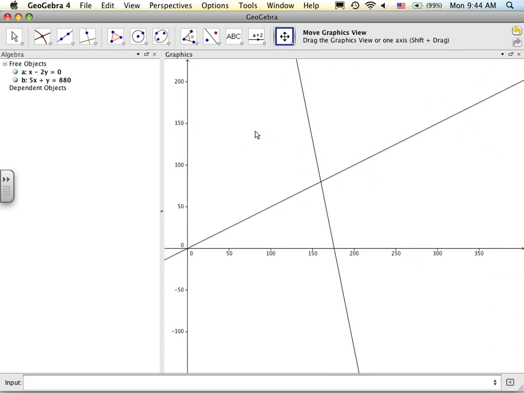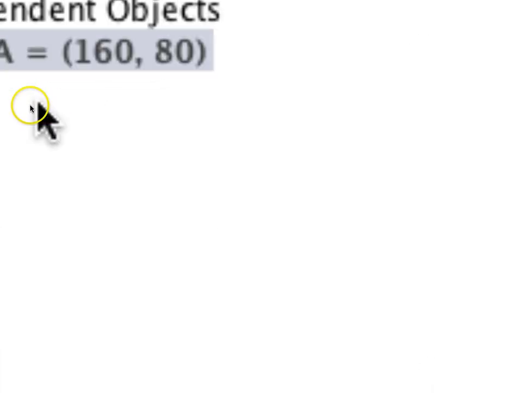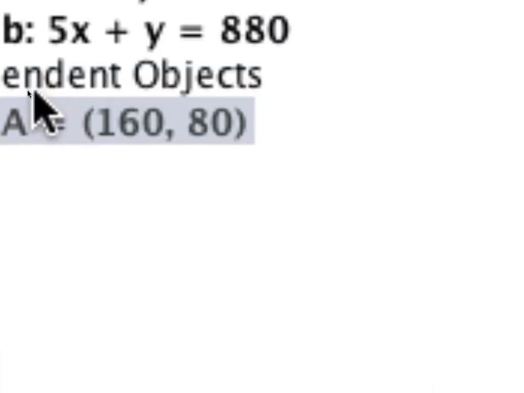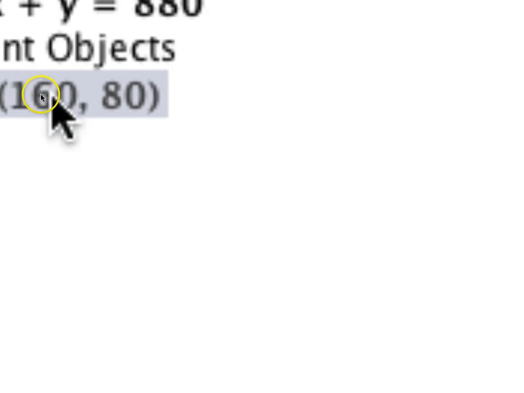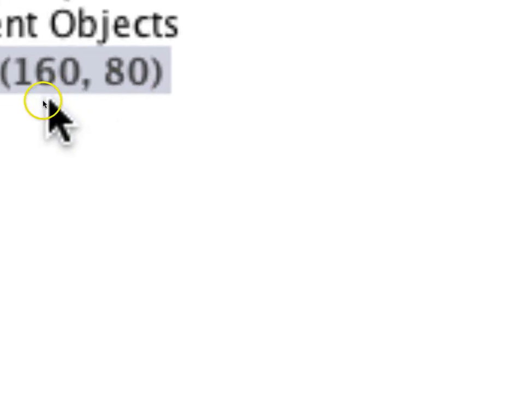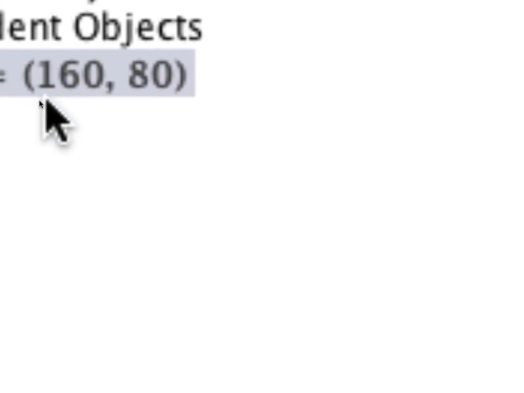Notice I have two lines, two linear lines, and there is an intersection. I'm going to find the intersection by clicking intersect two objects. I click right there where the intersection occurs, and look at this. We declared x to be nickels, we declared y to be pennies, and we got exactly 160 and 80.